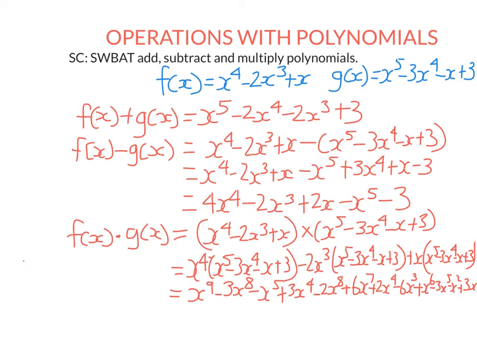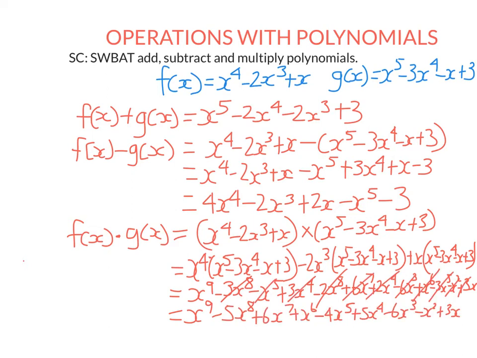Now all we need to do is collect any like terms. It's probably easiest to cross them off. So we have x to the power of 9 has no like terms. We leave it as it is. So we then cross off the two x to the power of 8 terms to get this, and we do so for the rest of the terms.